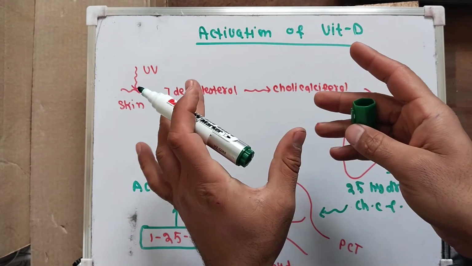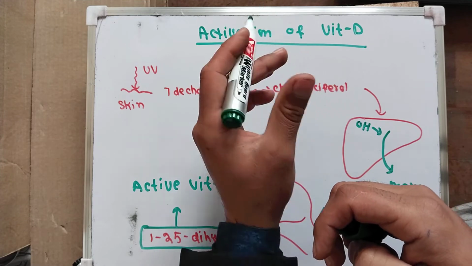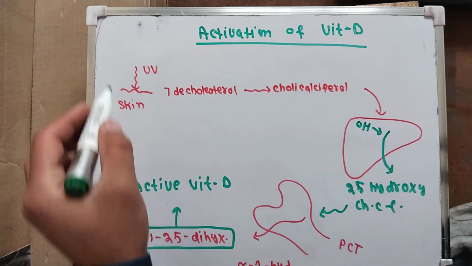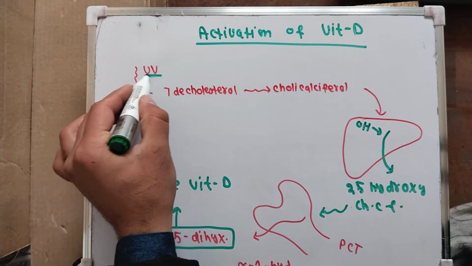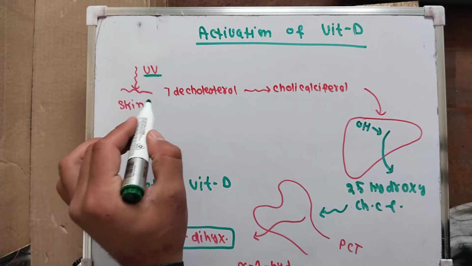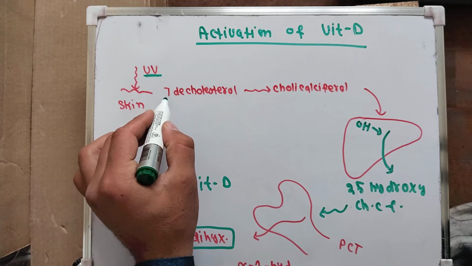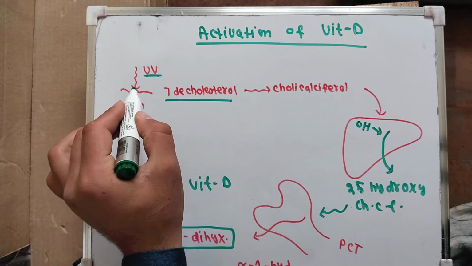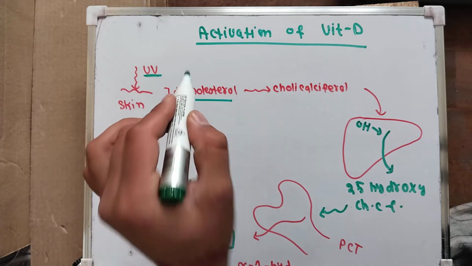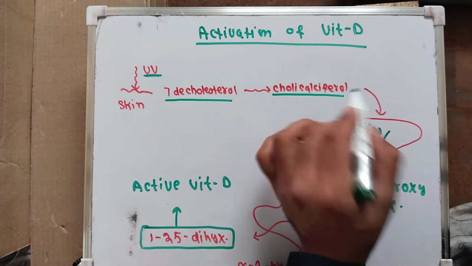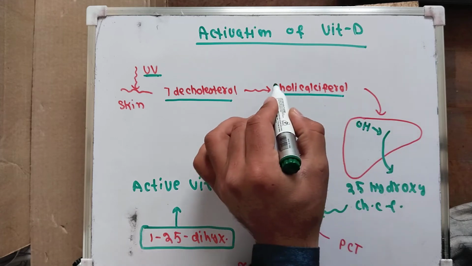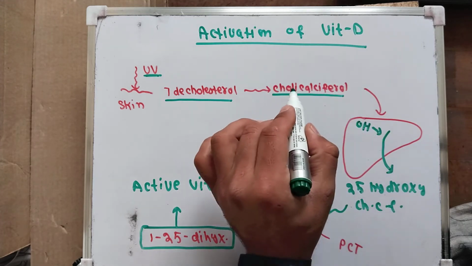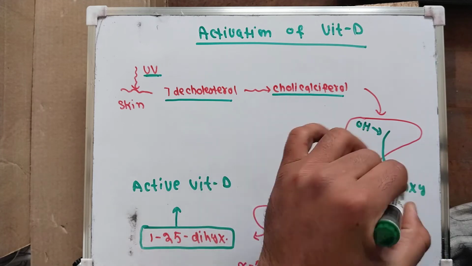Now, look here at the activation of vitamin D. How does activation of vitamin D occur? This is the skin. When ultraviolet radiation falls on the skin, in the skin we have 7-dehydrocholesterol. When UV light falls on the skin, this 7-dehydrocholesterol is converted into cholecalciferol. This cholecalciferol is present in the blood, and in the blood this cholecalciferol goes to the liver.